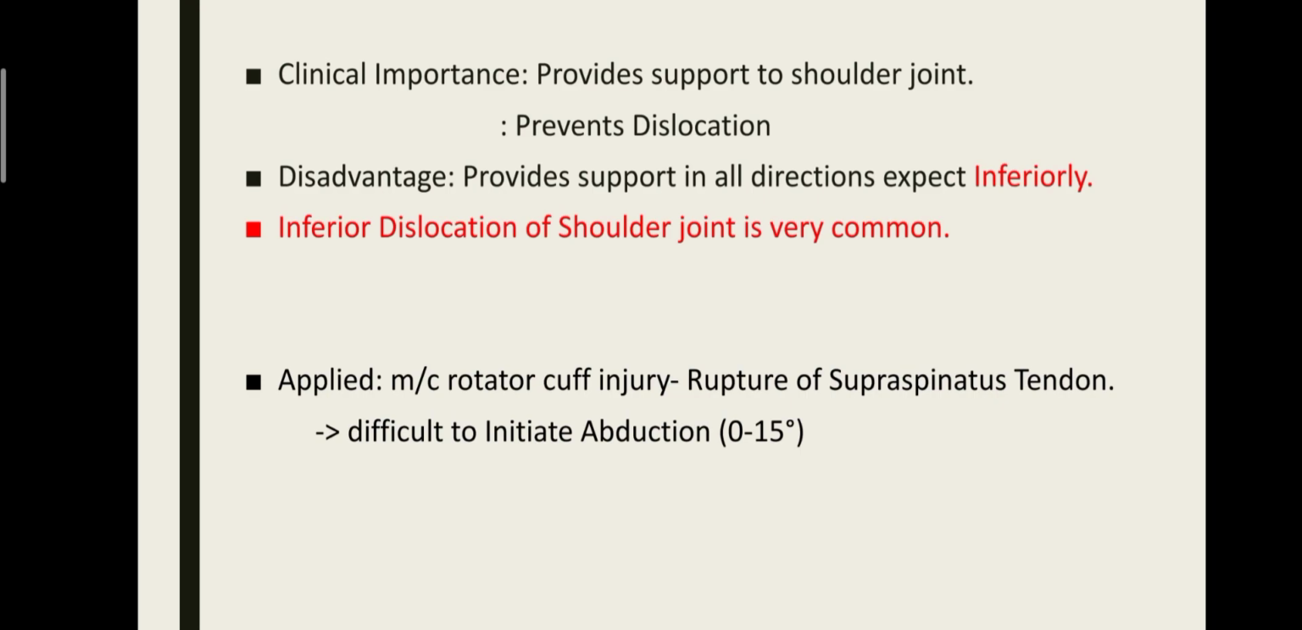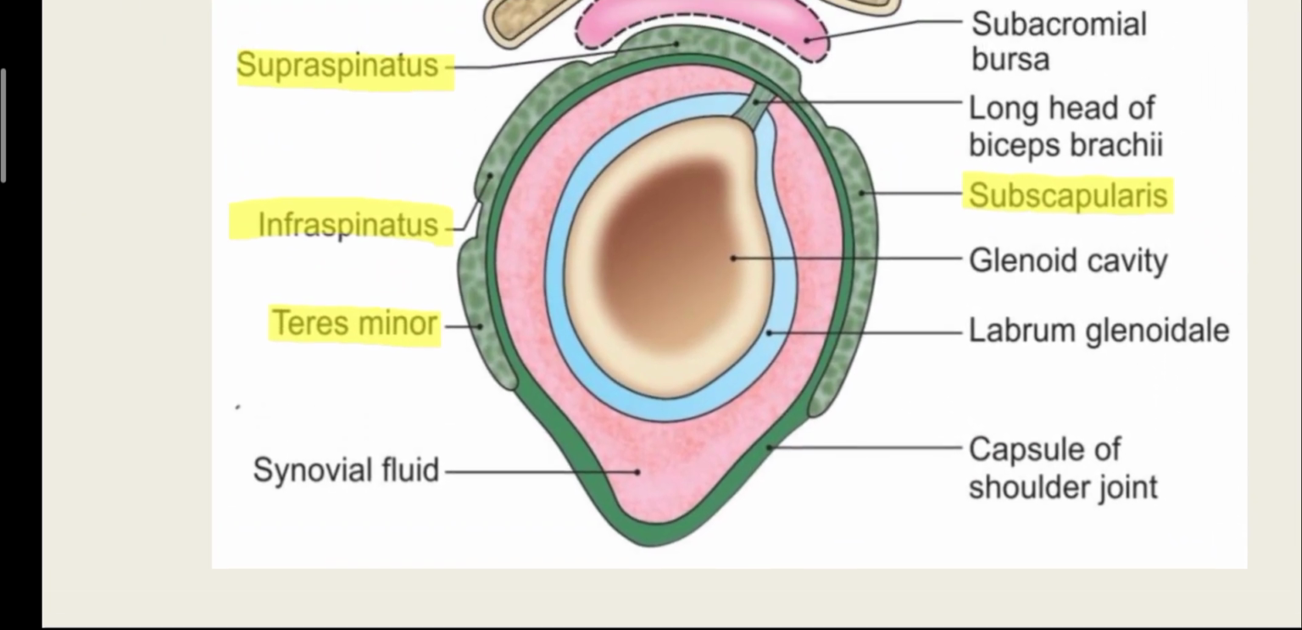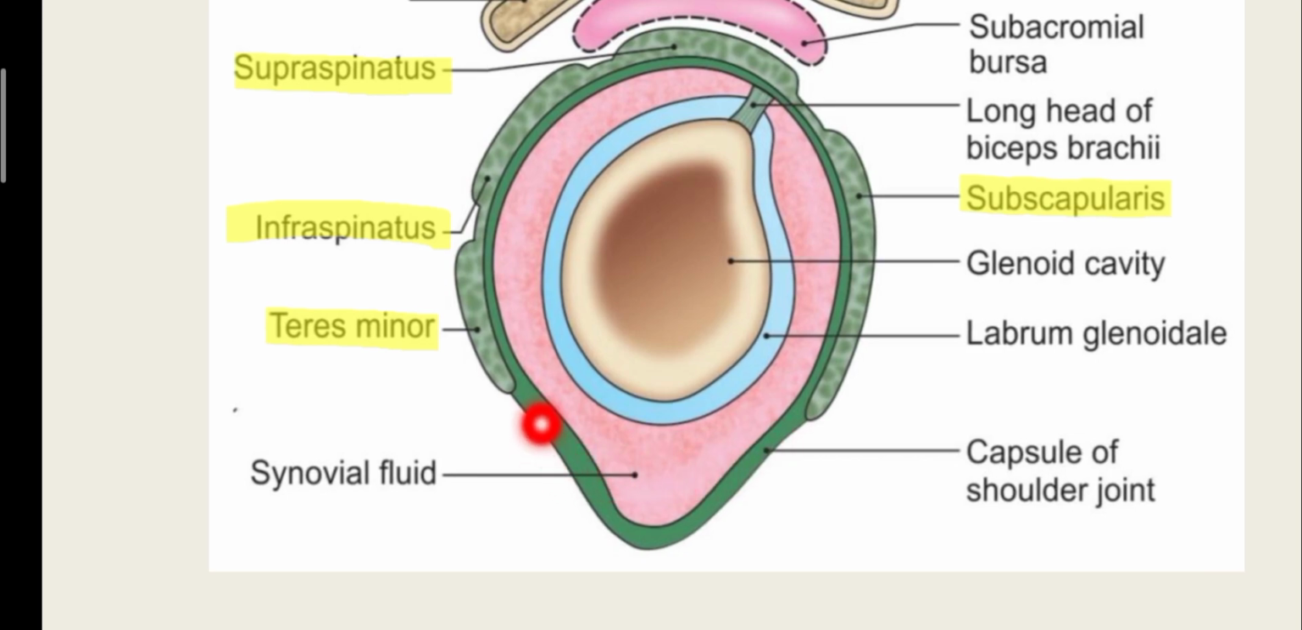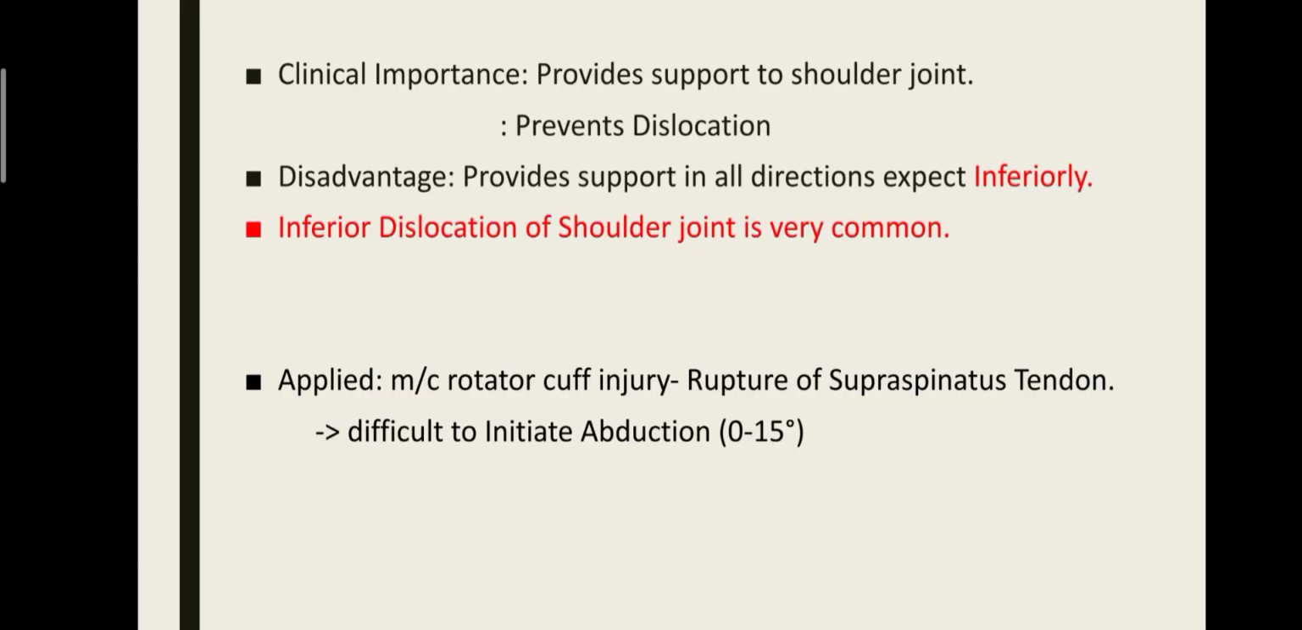And the clinical importance is that they provide support and they prevent dislocation of the shoulder joint. And the disadvantage is that they provide support in all directions except inferiorly, right? I already told you in this diagram. I told you to remember, right? See, there is no muscle that gets fused with the capsule of the shoulder joint inferiorly. So that is why this is not going to provide support inferiorly, okay? And that is why inferior dislocation of the shoulder joint is very common. It is very common.